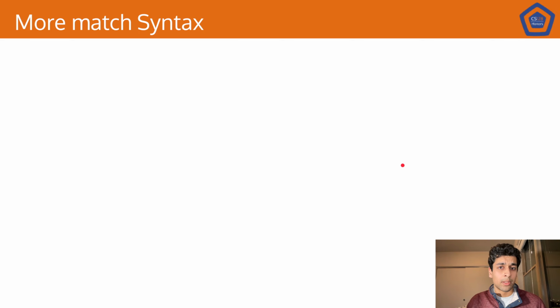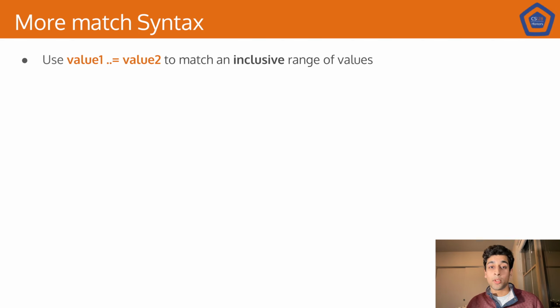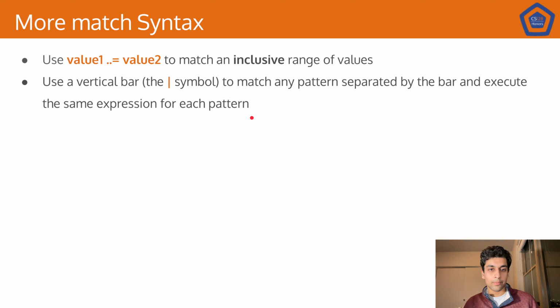Okay, some more funky syntax. You can match a range of values using this dot dot equals notation. So whatever range is between value 1 and value 2, you'll get an inclusive range match. I'll show you that in the next example. You can use a vertical bar, the bitwise or, to match any patterns that are separated by the bar, and you can execute the same expression for each pattern. Again, more in the next example.